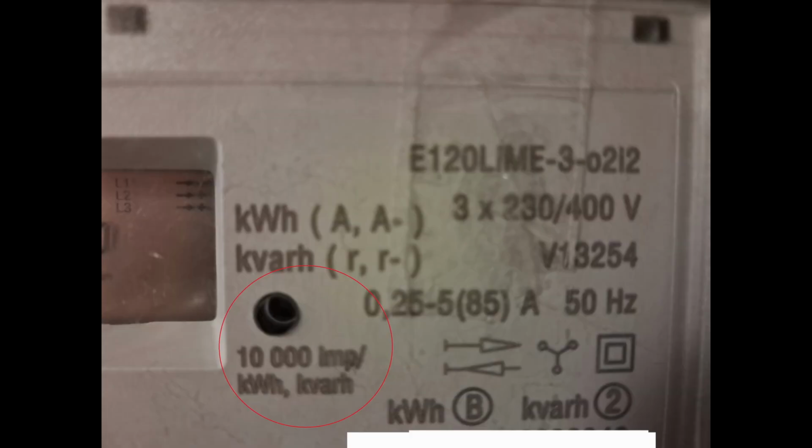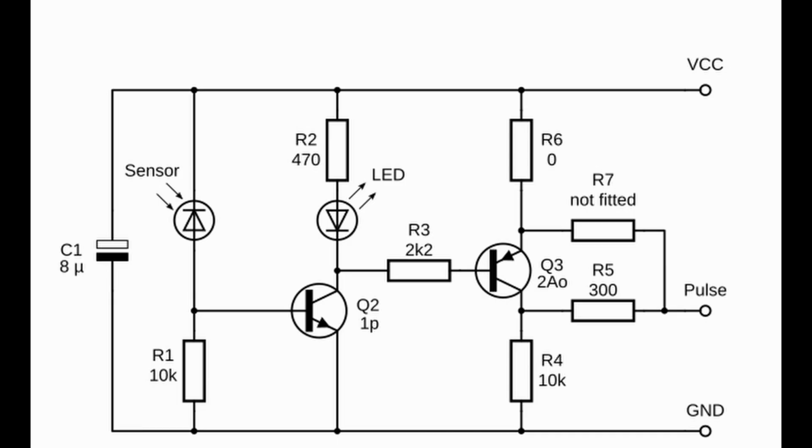How should we read from the optical port? If you have searched for any solutions on the internet, you'll probably come across this image. You do not need the entire circuitry. And if you noticed, on the previous images I showed you of the e-meters, there's a difference in pulses per kilowatt hour. One is 1,000, the other is 10,000.